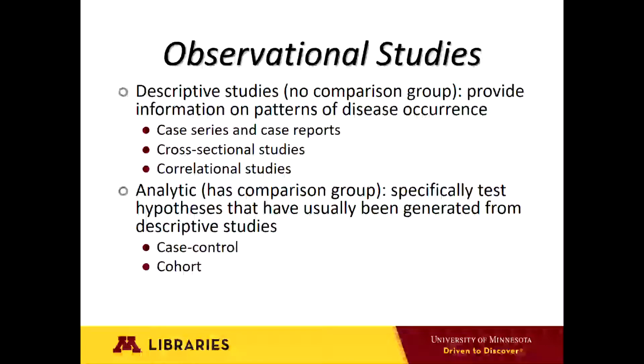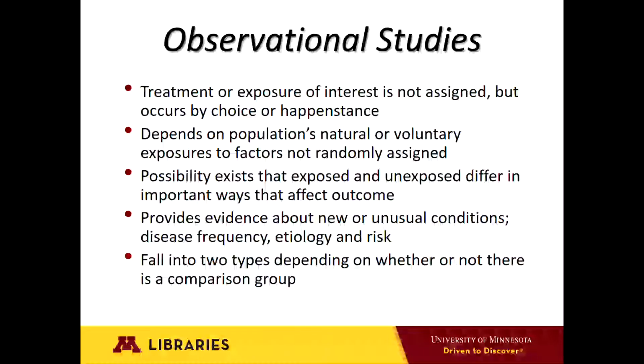Observational studies generally fall into two groups: descriptive studies and analytic studies, though some studies can be found in both groups. In observational studies, treatment or exposure of interest is not assigned but occurs by choice or happenstance. It depends on a population's natural or voluntary exposures to factors not randomly assigned. The possibility exists that exposed and unexposed populations or patients differ in important ways that can affect an outcome. It provides evidence about new or unusual conditions, disease frequency, etiology, and risk, and falls into two types depending on whether or not there is a comparison group. We will now dig deeper into the different study designs.